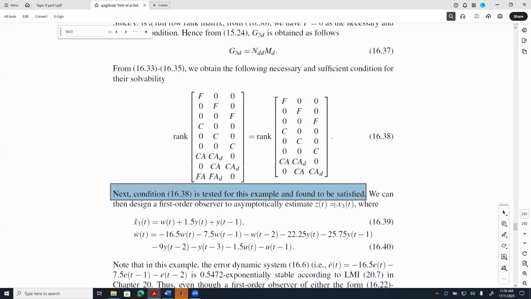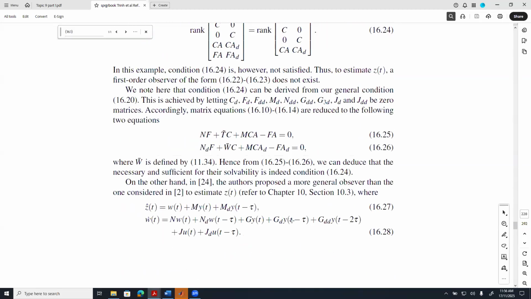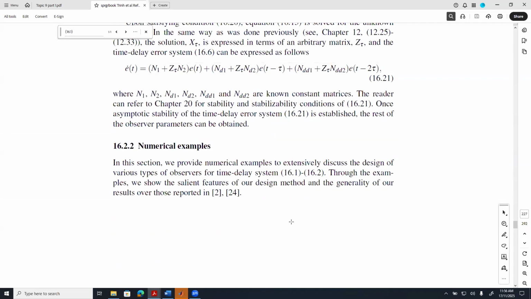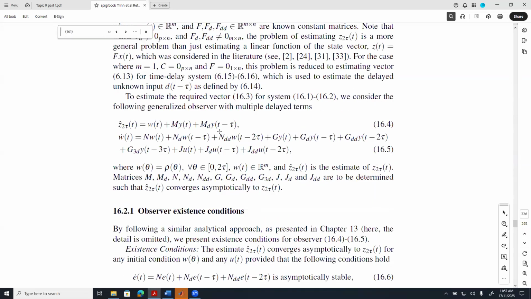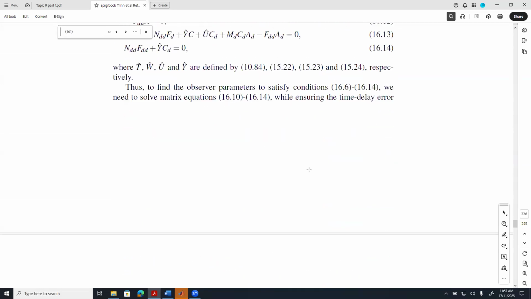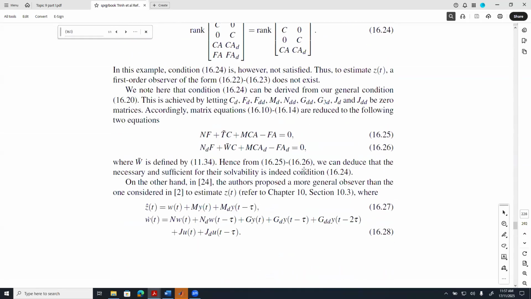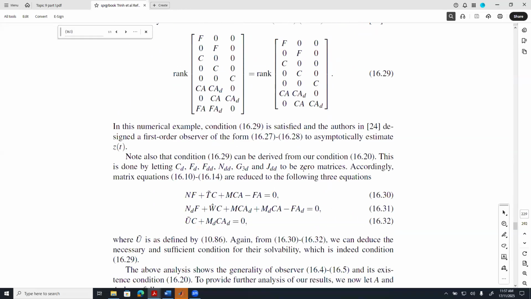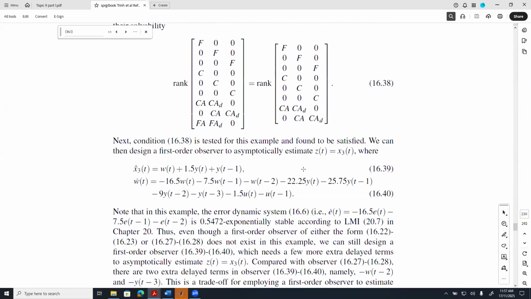It means that by employing a more general structure, which contains multiple internal delays, we can actually relax the existing condition found in the literature. And so we continue on with the design of a first order observer with multiple internal delays. And we found the following observer parameters. Okay, we found the following observer.